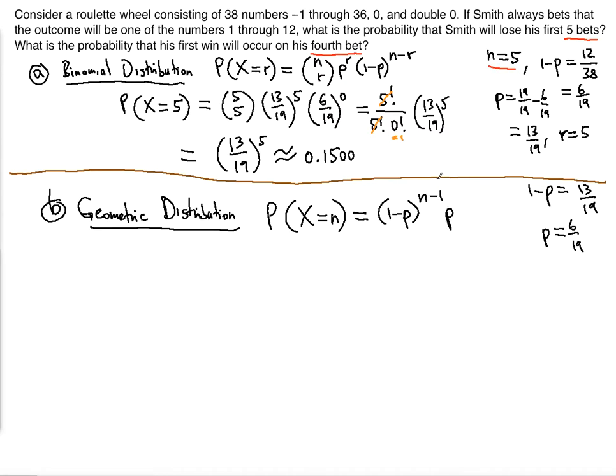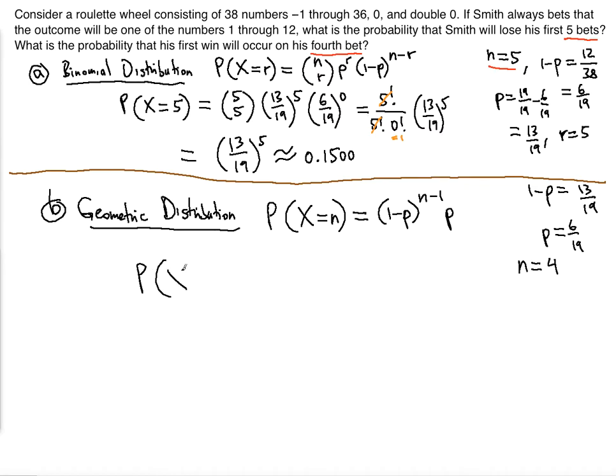Because in order to win your fourth bet, and that's the first bet that you're going to win, you're going to lose your first three bets, right? So you're going to raise this failure probability to the power of the number of trials that you failed, right? Which is 3 in this case, right? So n is going to be equal to 4 in this case, right? Because that's the trial number in which you have your first success, the fourth bet in this case, right?